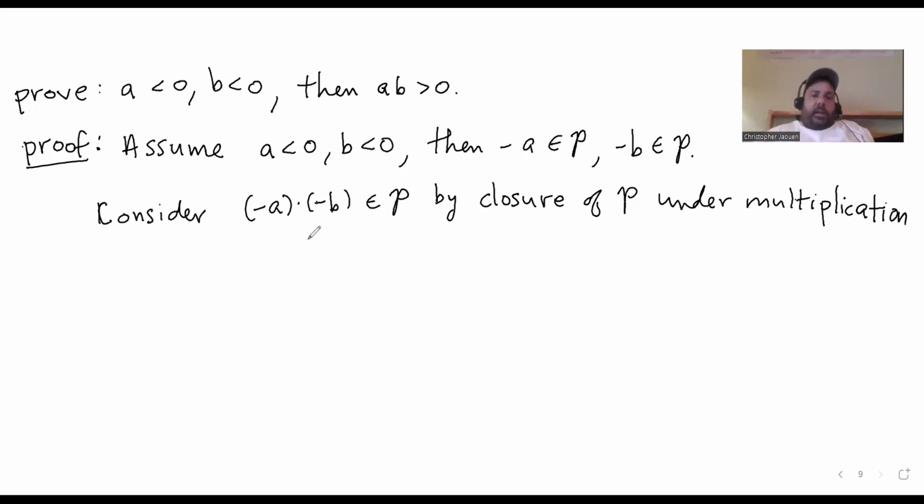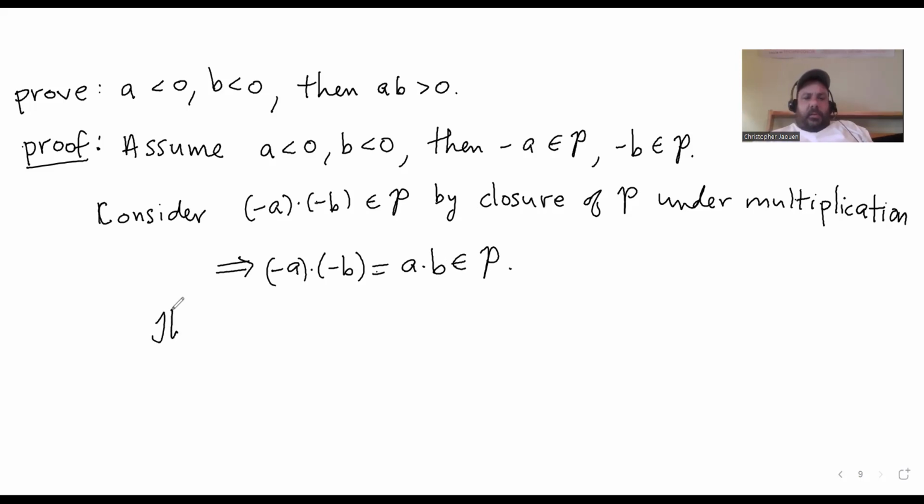Right, but we know that negative a times negative b is a times b, so that means negative a times negative b is a times b is in the set of positive numbers, and that means that a times b is greater than 0, and that's the proof.